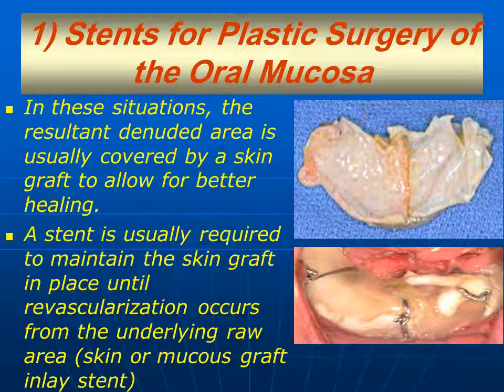However, this skin graft should be covered and protected until it takes, that's to say, until revascularization occurs. Therefore, a stent is usually required to maintain the skin graft in place until revascularization occurs from the underlying raw area, whether we use skin graft or mucosal graft inlay stents. The stents will provide the protection of the graft and keep it in place until revascularization occurs.